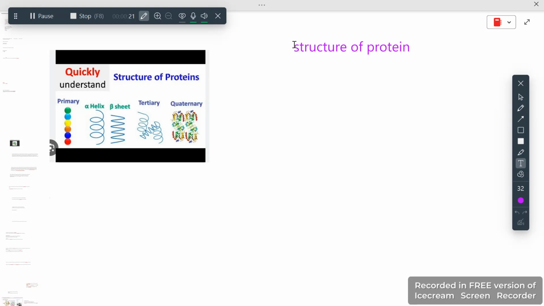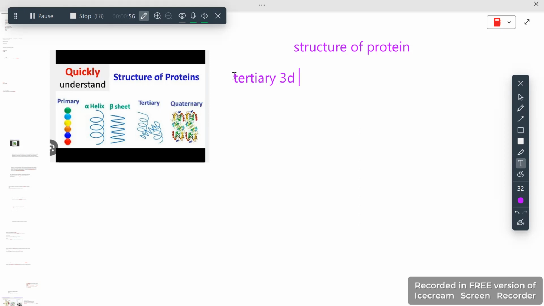Primary was a straight, linear structure having a polypeptide chain. The secondary had two parts: the alpha helix, which helps in keratin, hair and nails, as you can look into this picture, and the beta sheet, which was a zigzag line that helps in fiber and this kind of structure. Okay, so now in this video we are going to discuss tertiary.